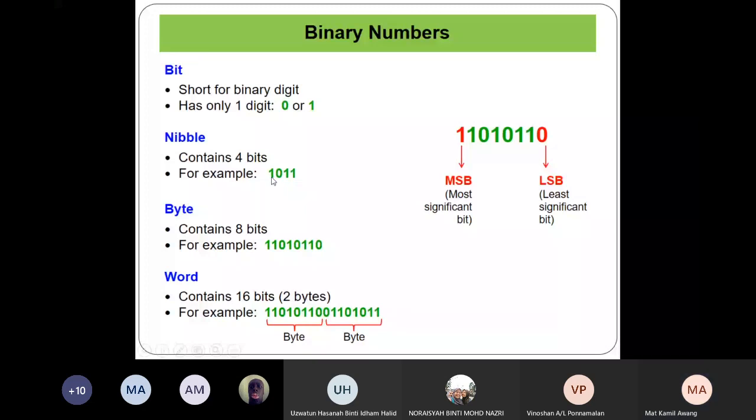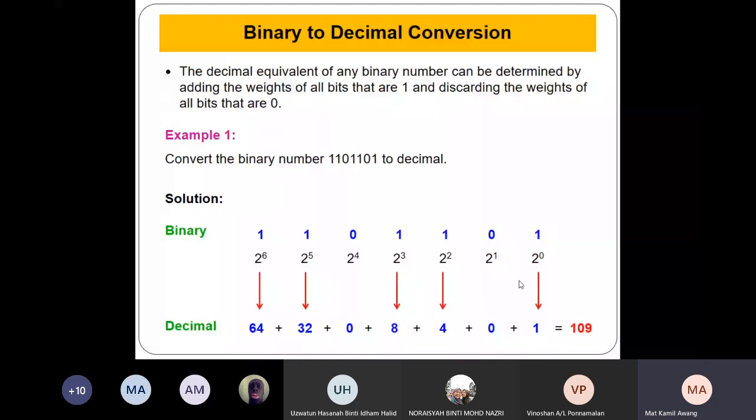For a byte, the most significant bit is to the power of 7. For a word, the most significant bit is to the power of 15. Okay. So this is the conversion of binary to decimal.